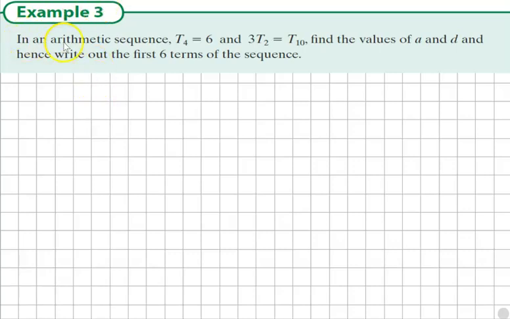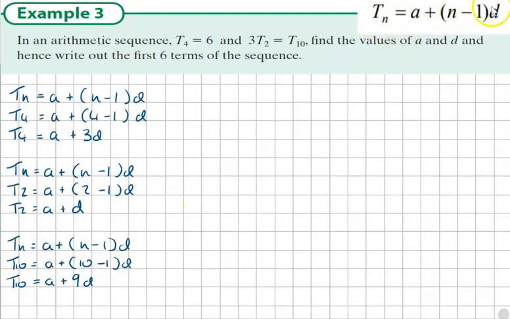Example 3. In an arithmetic sequence, t4 is equal to 6 and 3t2, which means 3 times t2, is equal to t10. So term 10. Find the values of a and d, and hence, which means using what you've just found, write out the first 6 terms of the sequence.